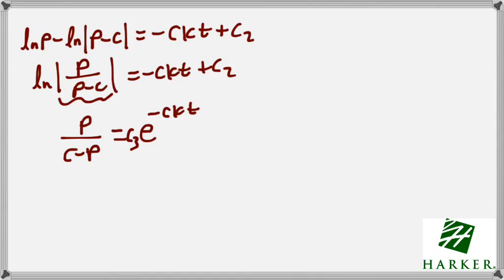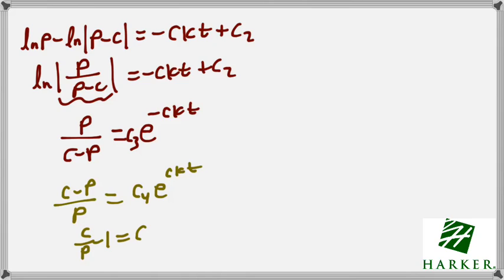And now I need to solve for P. So I'm going to take the reciprocal of each side. I don't care how you do this. I'm not going to judge you how you do this, but you got to be able to solve this for P. So C minus P over P. I flipped the left-hand side, I'm going to flip the right-hand side. So I'm going to take the reciprocal of C3, which I'm going to call C4. I'm going to take the reciprocal of the rest, so that's going to be an e to the CKT. Okay, now I can split this up. So now we got C over P minus 1 equals C4 e to the CKT.